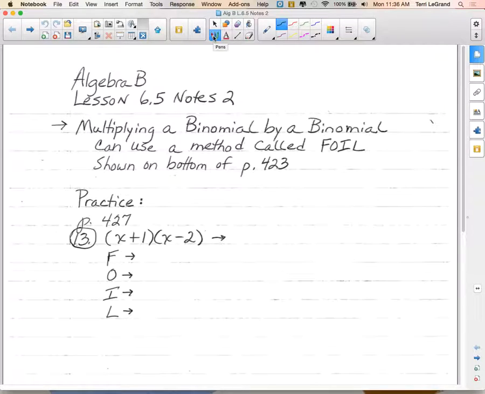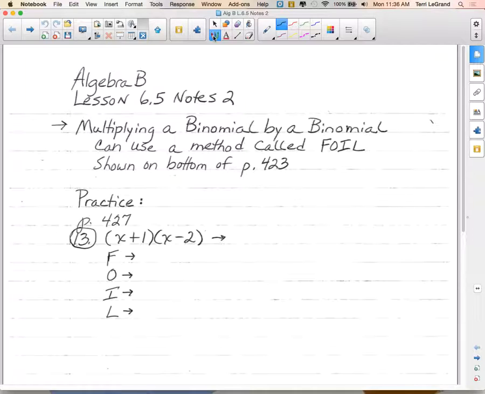So when you're working, if it isn't making sense to you, these steps of FOIL, you have that example at the bottom of page 423 to use as a guide also. Okay, so anybody not get a copy of the notes?